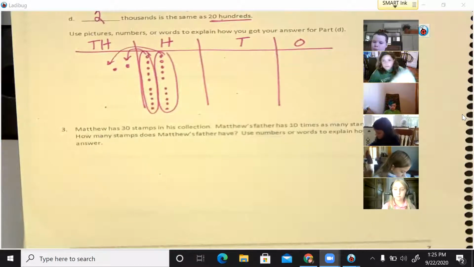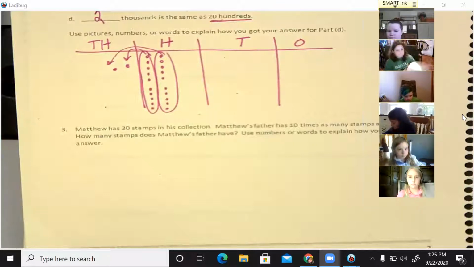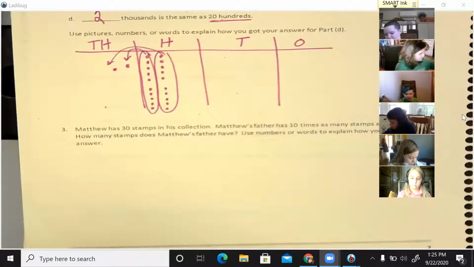Peyton, can you read this question for us, please? Matthew has 30 stamps in his collection. Matthew's father has 10 times as many stamps as Matthew. How many stamps does Matthew's father have? Use numbers or words to explain how you got your answer.